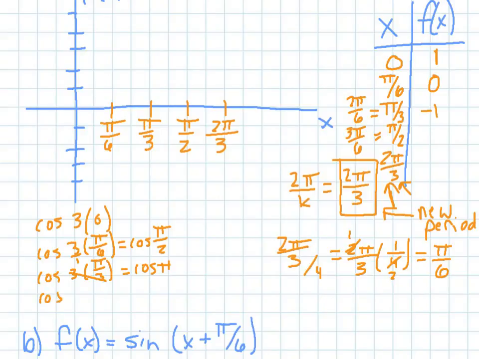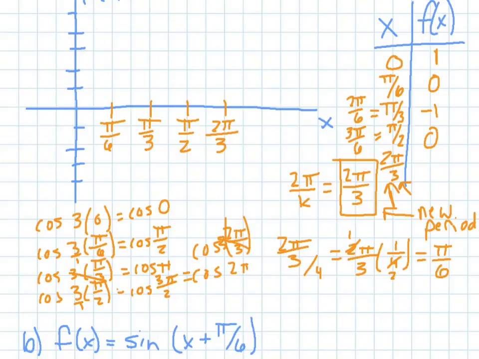Then cosine of 3 times pi over 2, multiply across, gets you cosine of 3 pi over 2. Let's write this so you can kind of see the pattern. So cosine of 3 pi over 2 is 0 again. And then for cosine of 2 pi over 3 times 3, the 3's cancel out. What are you left with? Cosine of 2 pi, which is 1 again.